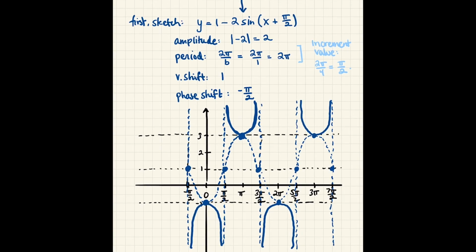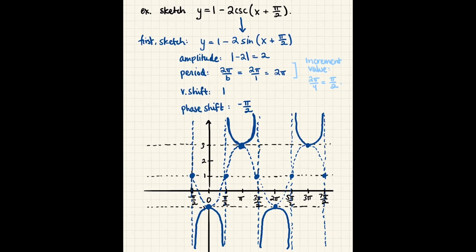All right, so now we have 2 periods of our cosecant graph done. Yeah, isn't that wonderful?